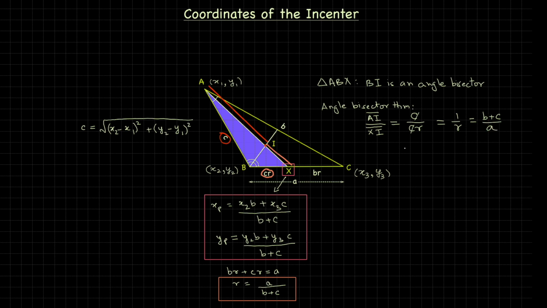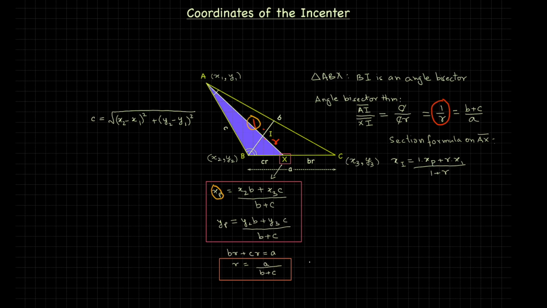So now that we have figured out the ratio in which I divides the segment AX, we can apply the section formula to find the coordinates of I using the coordinates of the endpoints A and X. I divides AX in the ratio 1:r. Using the section formula, the x coordinate xi will be 1 times xp, the x coordinate of X, plus r times x1, the x coordinate of A, divided by 1 plus r. We already know all the terms in this formula, so let's substitute them. We know the formula for r. Let's calculate 1 plus r.